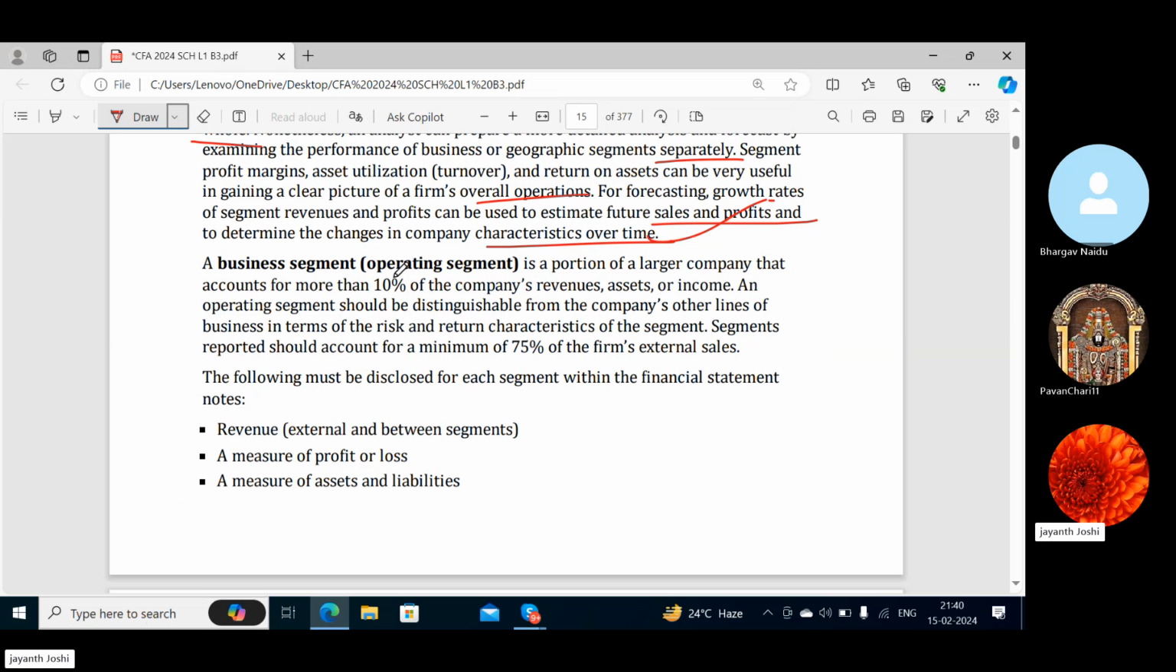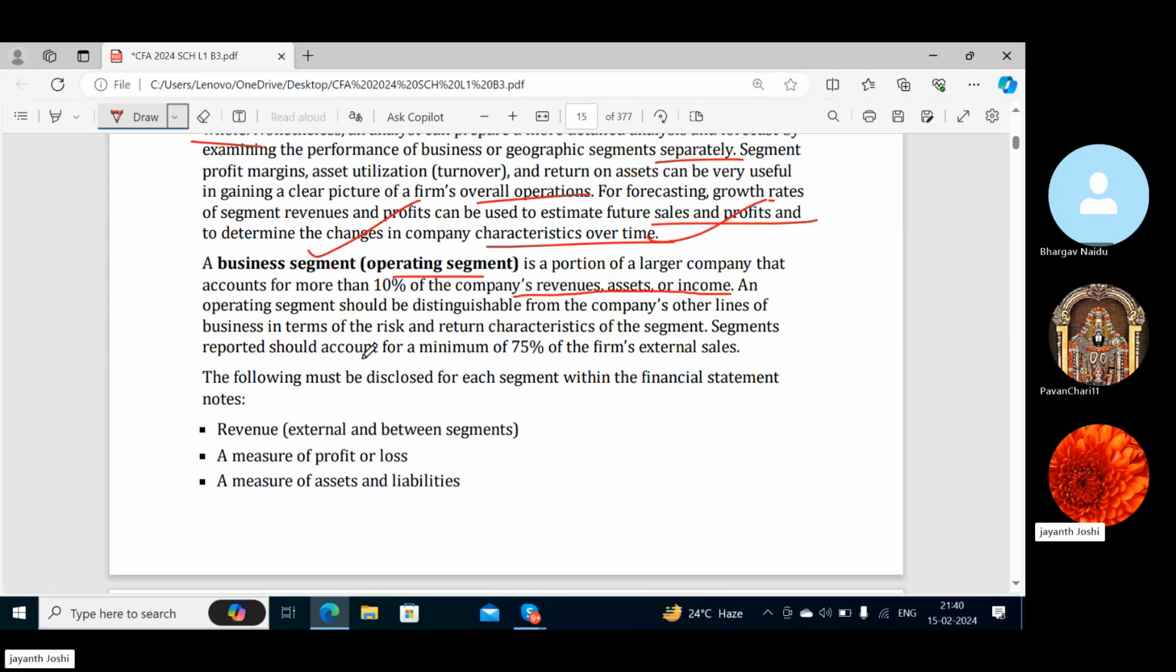A business segment, or operating segment, is a portion of a larger company that accounts for more than 10% of the company's revenues, assets, or income. That is what a business segment is regarded as. An operating segment should be distinguishable from the company's other lines of business in terms of the risk and return characteristics of the segment.